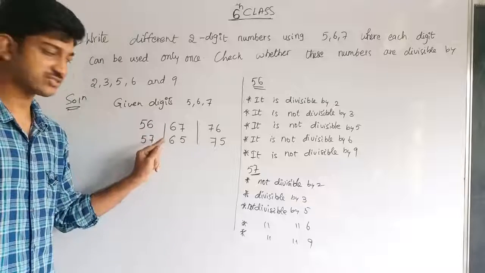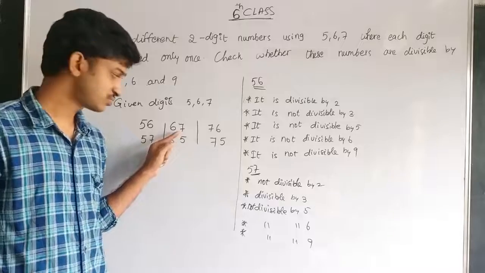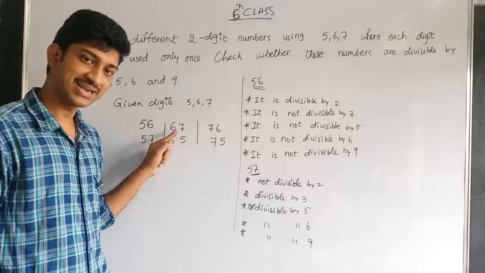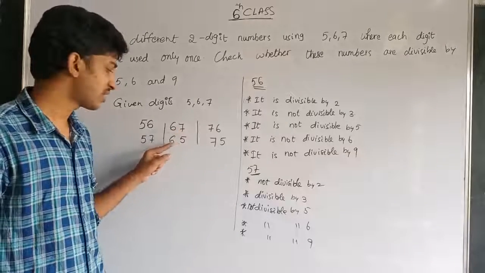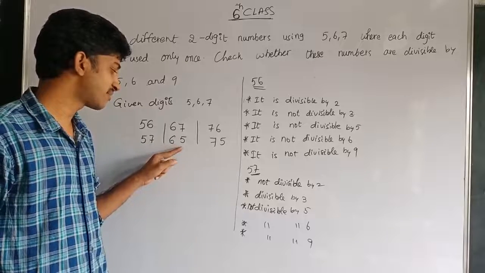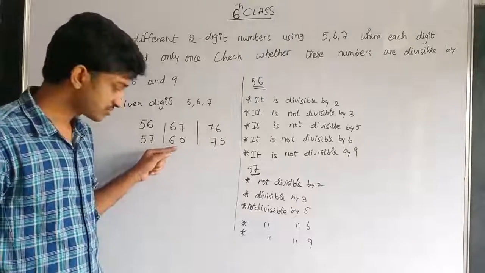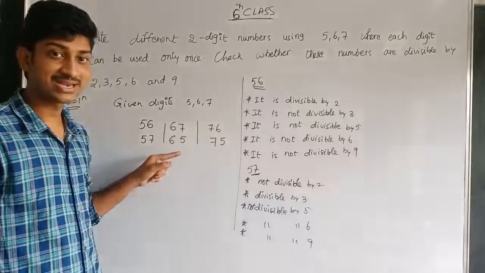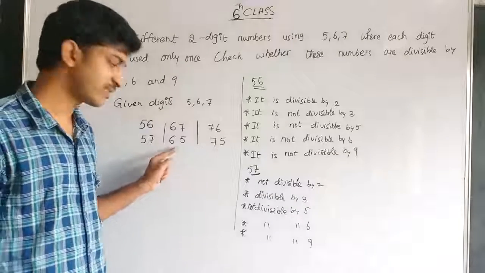Now 67 and 65. Here in 67, 7 is in the ones place, so it is not divisible by 2. 6 plus 7 equals 13, so it is also not divisible by 3, not divisible by 5, not divisible by 6, not divisible by 9 also. Okay, now see 65. If you add these two numbers, we get 11 as the answer. So it is not divisible by 2, not divisible by 3, not divisible by 6, it is divisible by 5, and it is not divisible by 9 also. Okay, it is only divisible by 5.